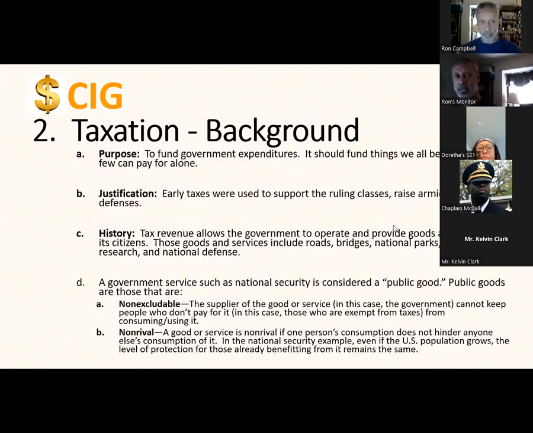This is some background so that everybody's on the same base. The purpose of taxes, of course, is to fund government expenditures. The key thing though is it should fund things that we all benefit from, but few can pay for alone. With that in mind, will anybody comment on some things that you feel we should fund based upon the definition, and then things that we should not fund?